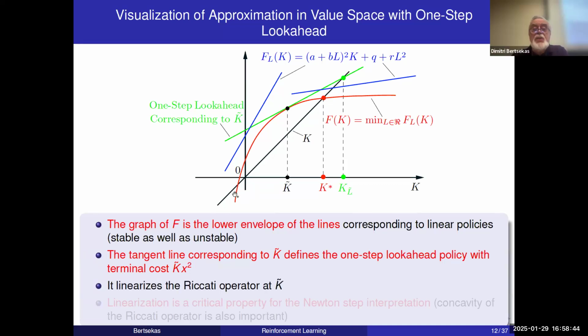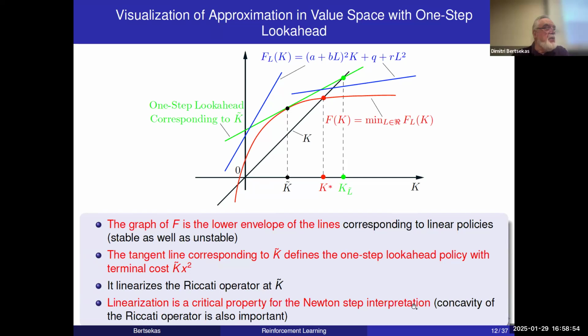So this tangent linearizes the Riccati operator at K tilde. And linearization is a critical property for a Newton step interpretation. The way you understand and visualize Newton's method is that you linearize the given nonlinear equation around the current iterate and then solve the linearized problem to obtain the next iterate. So that's the figure I'm going to show you now. What I'm aiming at is to show that this step from here to here is a Newton step for solving the Bellman equation.